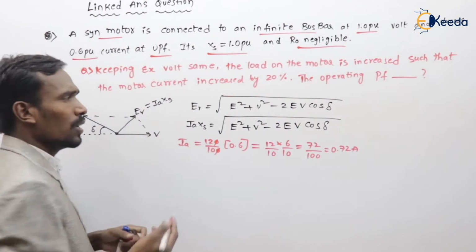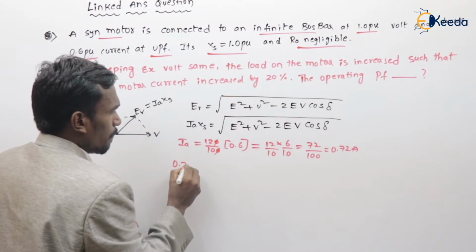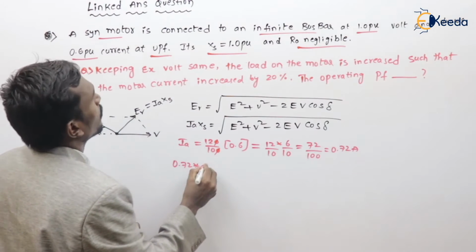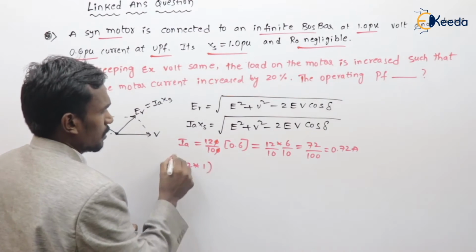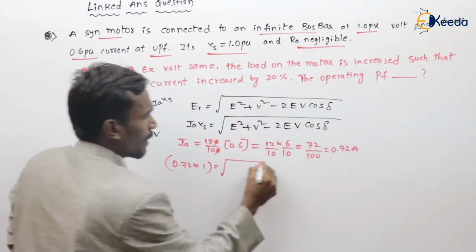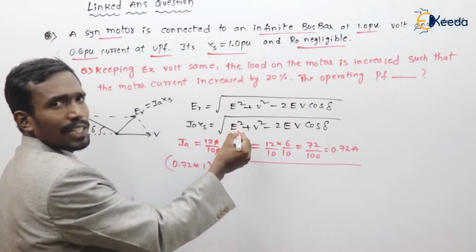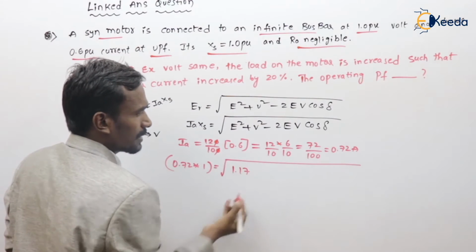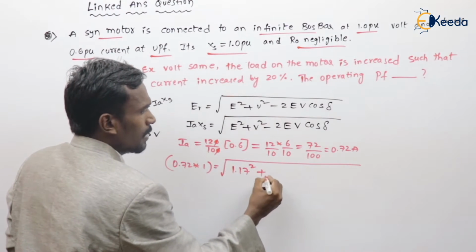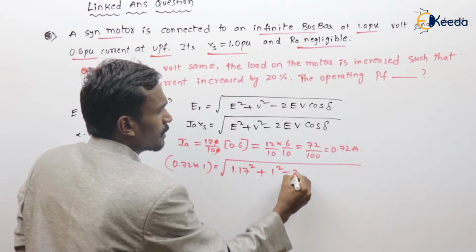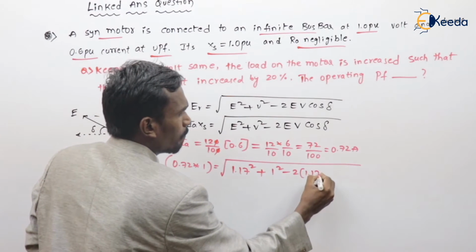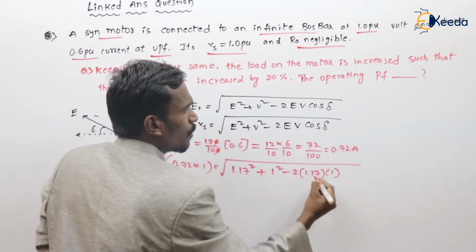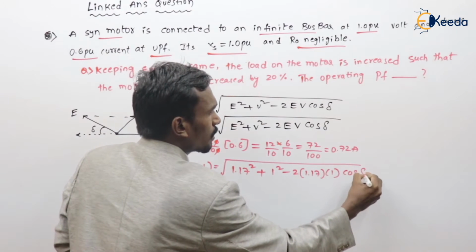IA new. Now substitute here: 0.72 multiplied by 1 is equal to the square root of E square, with the E value I calculated already as 1.17, whole square, plus 1 square, minus 2 into 1.17 into V and cos delta.